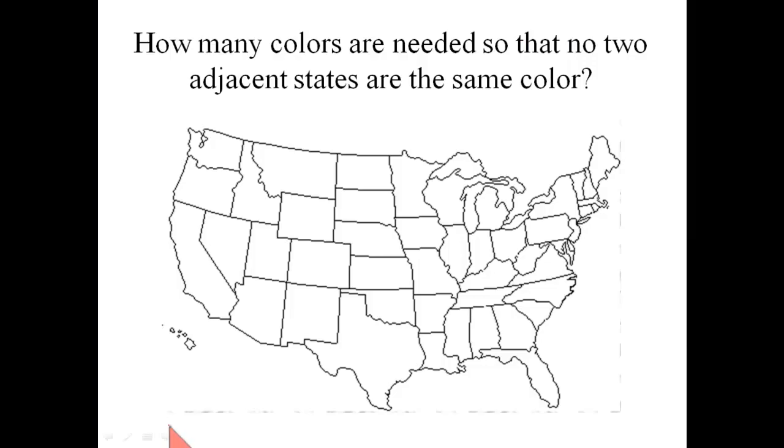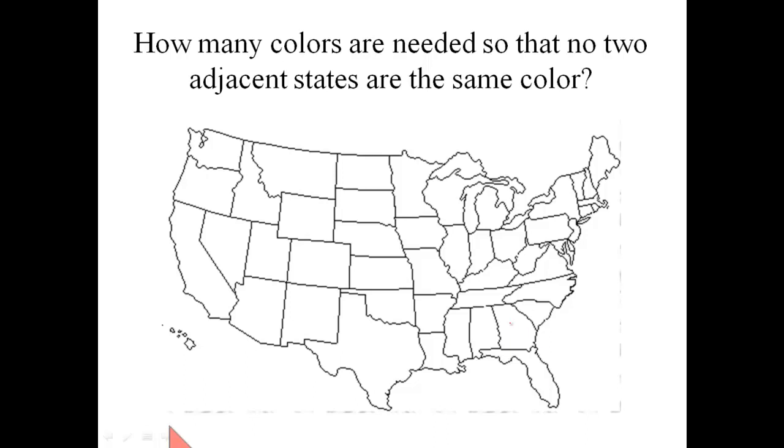Here's the seemingly unrelated question. Here's a map of the United States, and we'd like to know how many different colors we need to print this map so that no two adjacent states are the same color. Of course, when you make a map with different political units like this, it's customary that different states that are adjacent have different colors, so you can easily tell them apart.